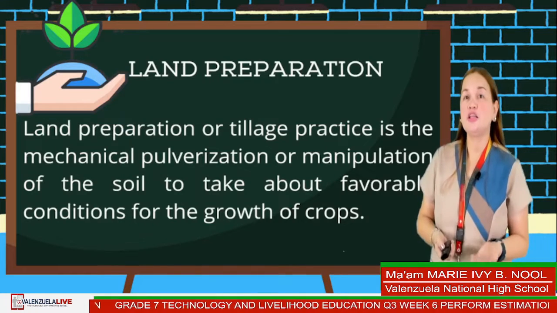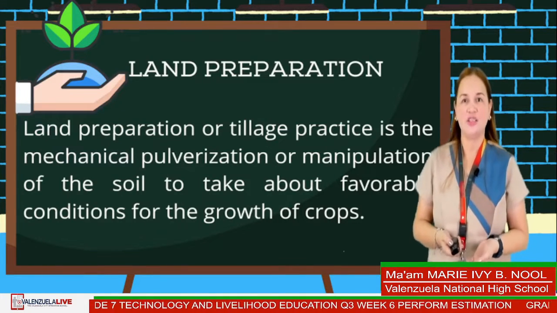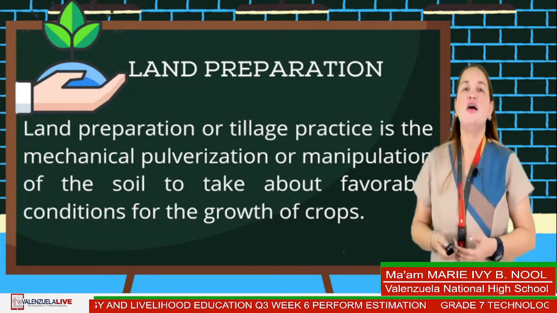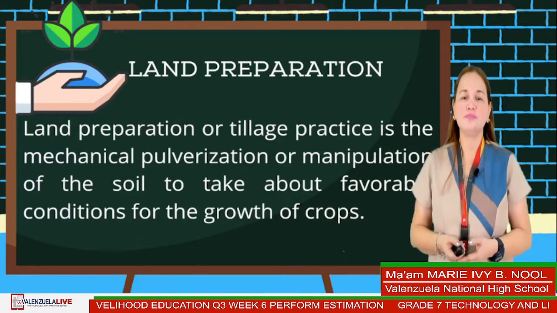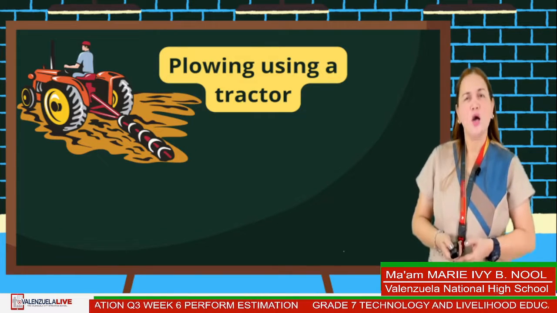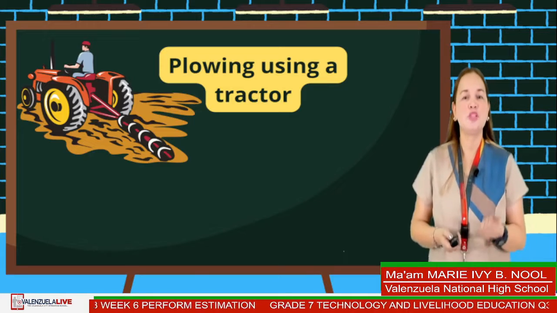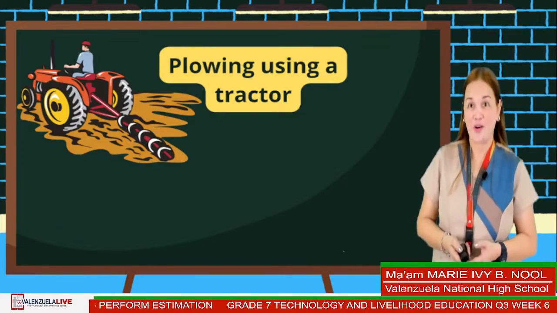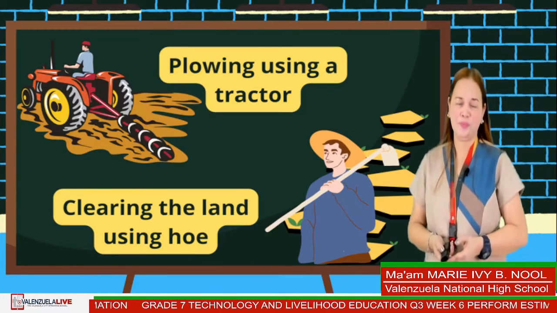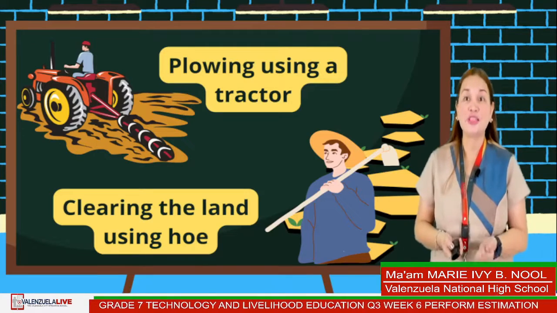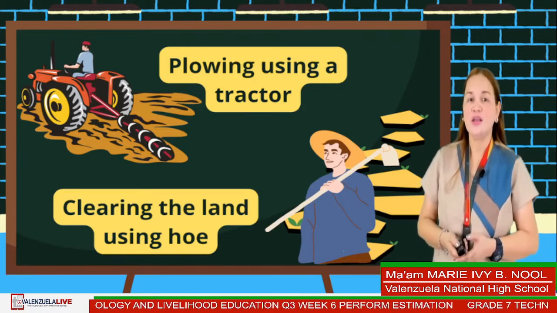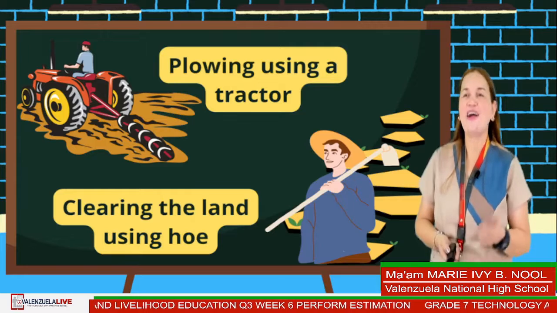Land preparation or tillage practice is the mechanical pulverization or manipulation of the soil to bring about favorable conditions for the growth of crops. Plowing using a tractor. Plowing is intended as the process which allows to remove horizontal clots from the soil. Another is clearing the land using hoe. A hoe is an ancient and versatile agricultural and horticultural hand tool used to shape soil, remove weeds, clear soil, and harvest crops.